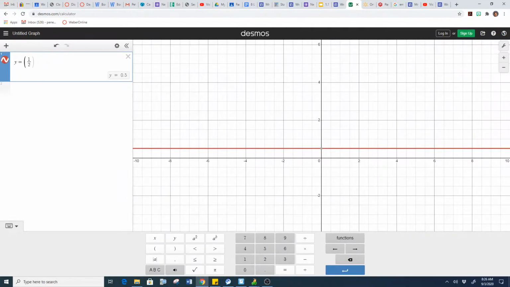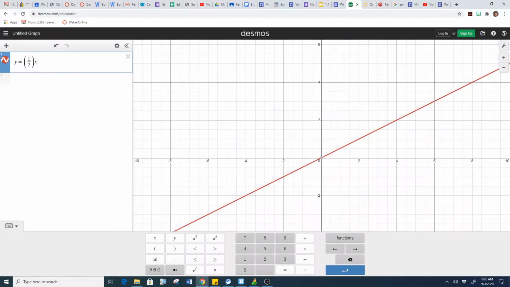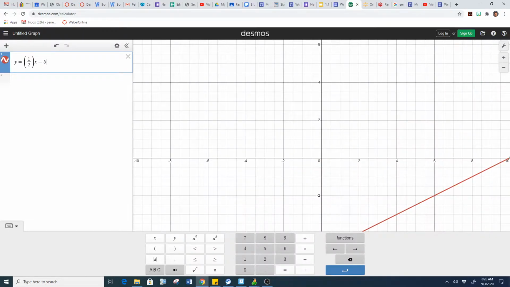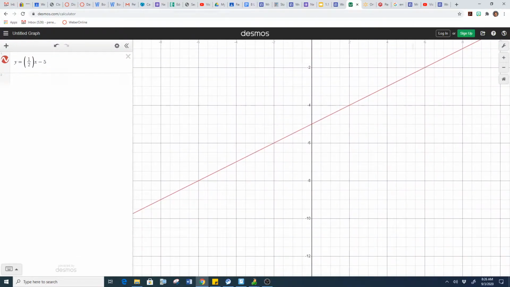I think you have to push the right arrow. There's the parenthesis. So it takes a little bit of getting used to, but you'll get it. So do we need an x there? And then what was the y-intercept? Do you remember? Was it -5 or +5? Negative? Yeah, -5. There it is.